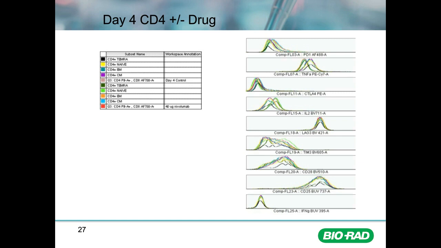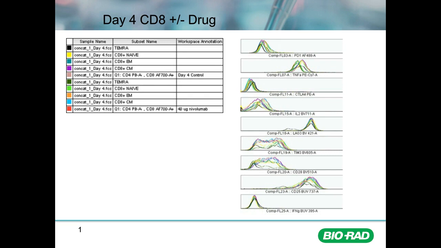CD8 T cells stimulated in the absence of the PD-1 inhibitor had an increased TNF production when compared to cells that had been treated in the presence of the inhibitor. As expected, all groups showed an increase in TIM3 expression regardless of the presence of the PD-1 inhibitor.